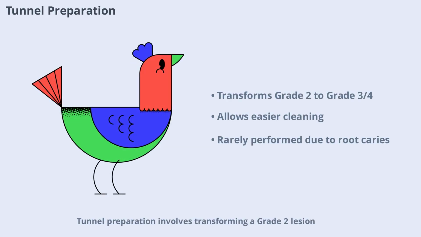Tunnel preparation involves transforming a grade 2 lesion into a grade 3 or 4 for better access. This procedure is rarely performed today due to the increased risk of root caries. The goal is to create a thorough tunnel, allowing easier cleaning but potentially compromising tooth integrity. Alternative treatments are preferred for most cases.